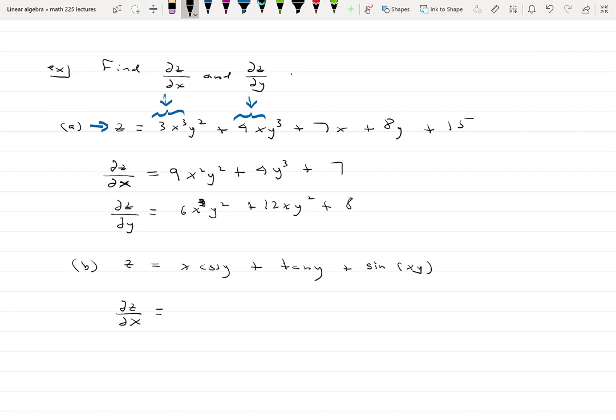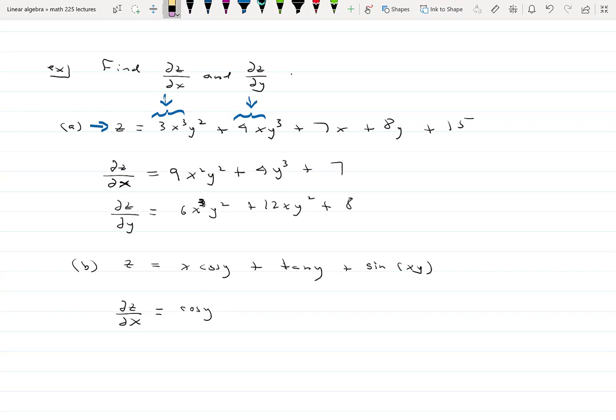Well, if I'm taking a derivative with respect to x, that means anything with a y in it, any function with y, is constant. What's the derivative of x? It's 1. So this is just cosine of y. It'd be like taking the derivative of 7x. It would be 7, because 7 is constant. Well, derivative of cosine y times x is cosine y.